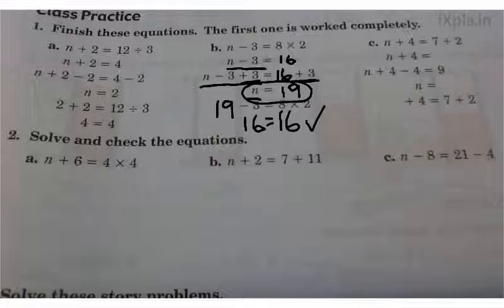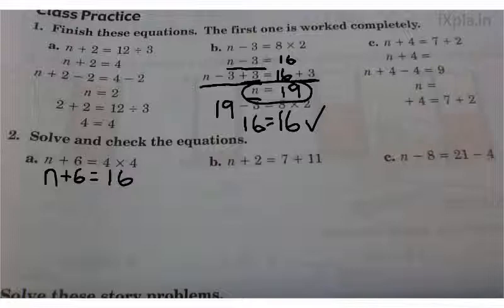Now, that might have been kind of confusing. So before I do C, I'm going to go to 2A, and I want you to look at that as well. Remember, our goal is to figure out what does n equal. All right, n plus 6 we cannot do because we don't know what n is yet. So let's bring that down. n plus 6 equals 4 times 4, which we can do. 4 times 4 is 16.